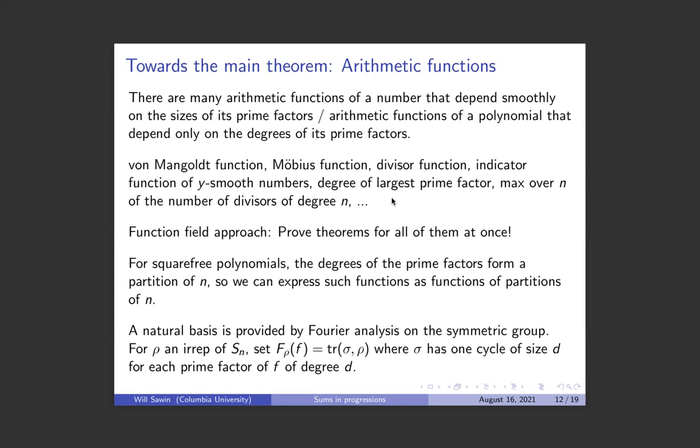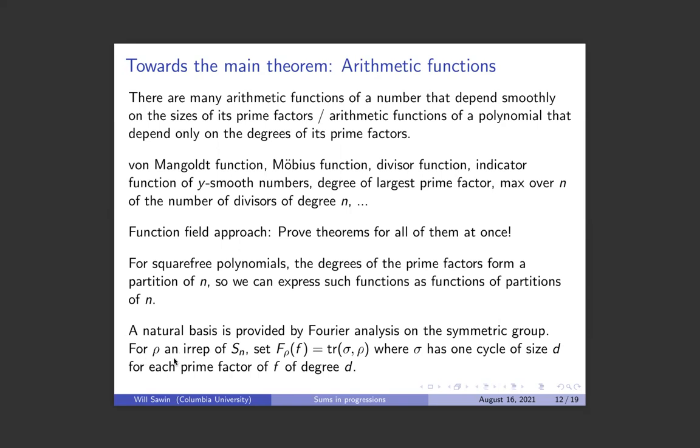The square-free polynomials are the most important part. And so for the square-free polynomials, we're just going to be looking at the degrees of their prime factors, which form a partition of n. So the functions we care about can be viewed as functions on partitions of n. And there's a very nice basis for the functions on partitions of n, which is provided by representations of the symmetric group. So to fit the title of the seminar, I'm calling this Fourier analysis on the symmetric group.